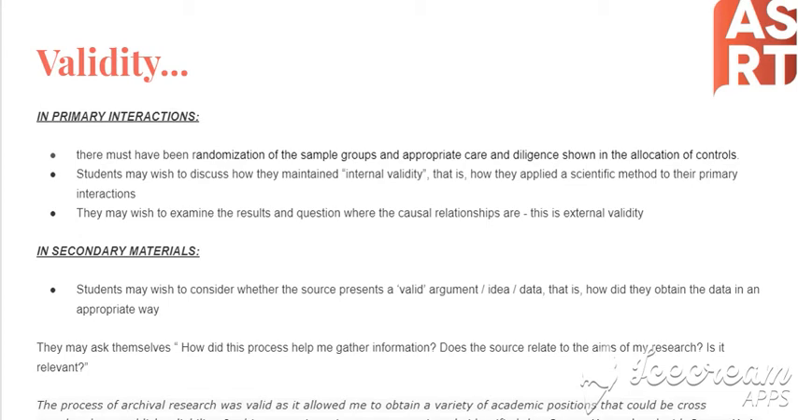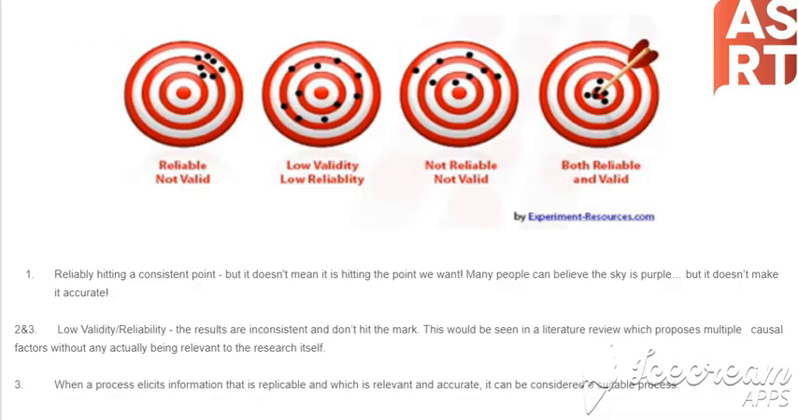So thinking more about the aims of the research. A good little graphic that can be quite useful with students is the bullseye. So this took me a little while to get my head around the first time I saw it, because I was still learning myself, but I think it's a good way to understand the concepts between reliability and validity.